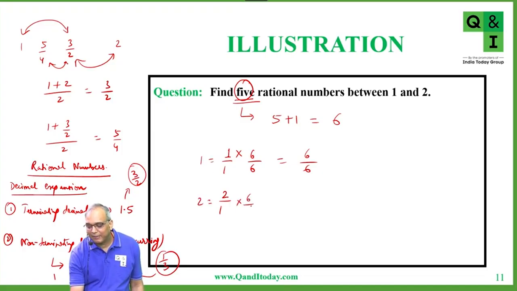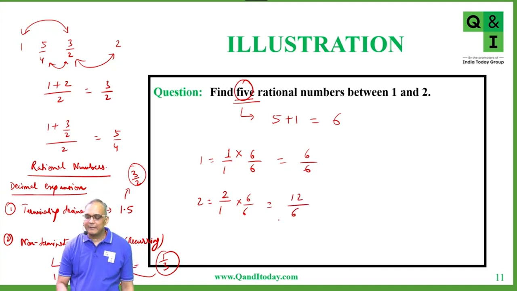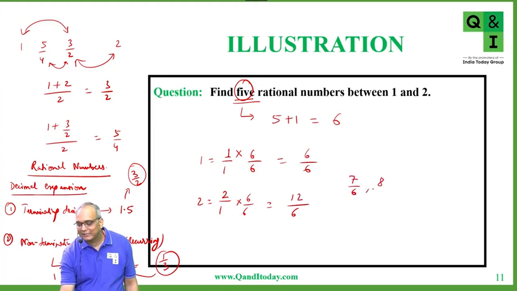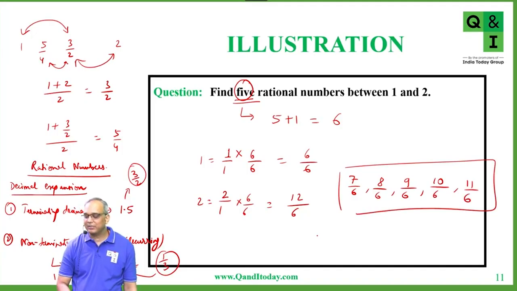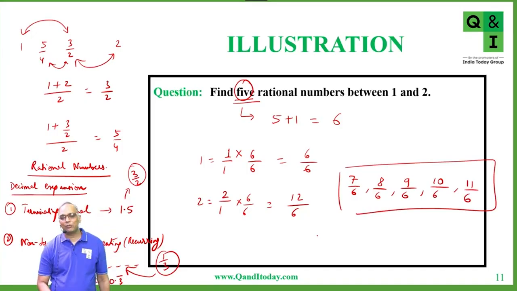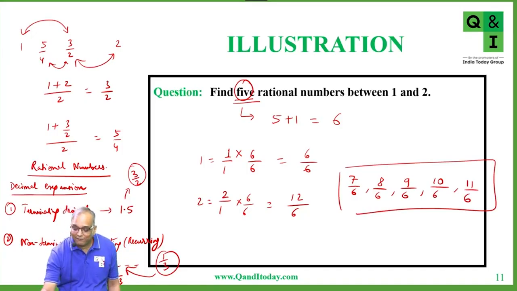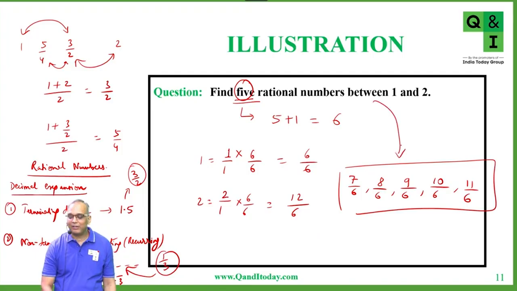And we multiply both numerator and denominator by 6. We have 12 by 6. Now 6 by 6 and 12 by 6, what are the numbers between them? 7 by 6, 8 by 6, 9 by 6, 10 over 6 and 11 over 6. So exactly 5 numbers you will get between 6 by 6 and 12 by 6. So these are the 5 rational numbers between 1 and 2.